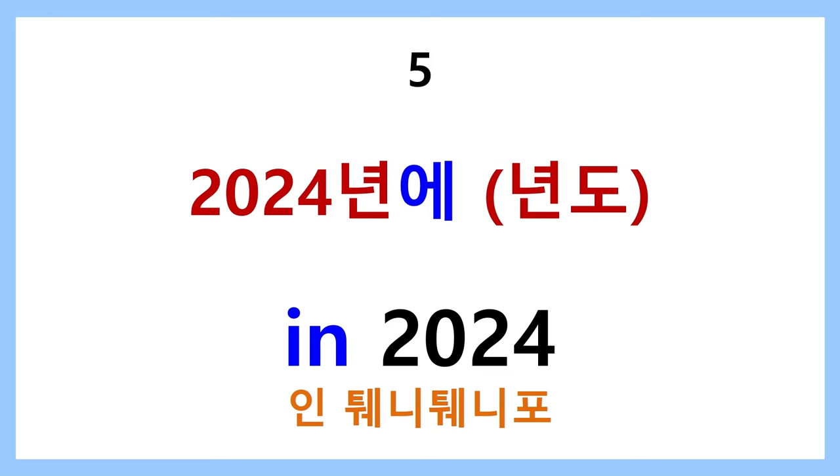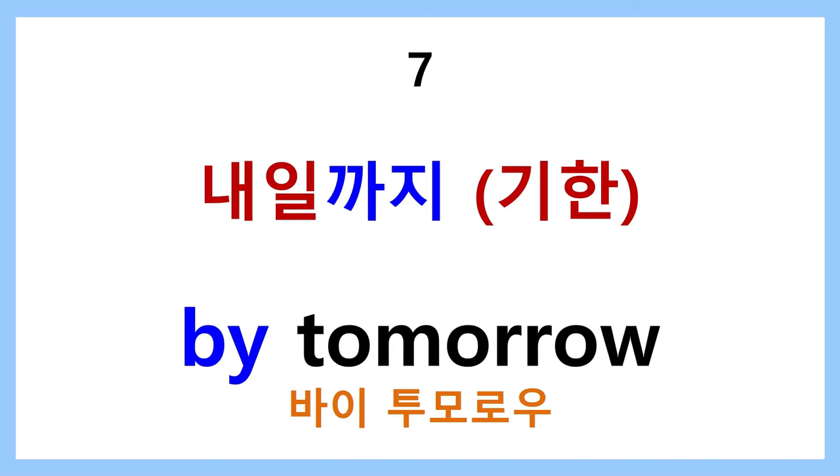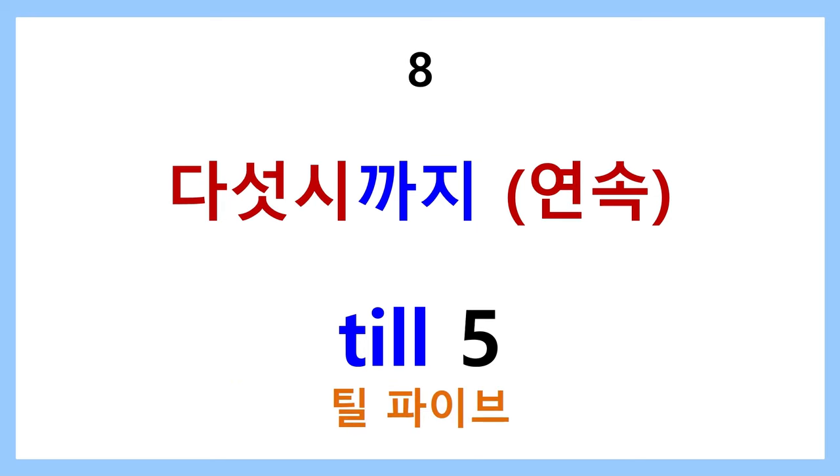In 2024, 2024년에, 연도. In March, 3월에, 달. By tomorrow, 내일까지, 기한. Till 5, 5시까지, 연속.